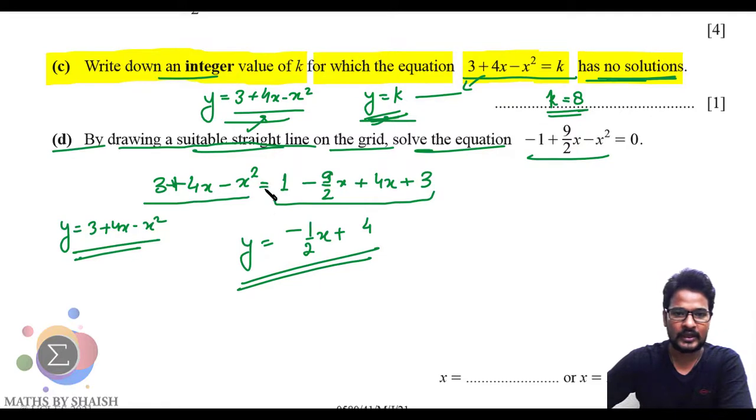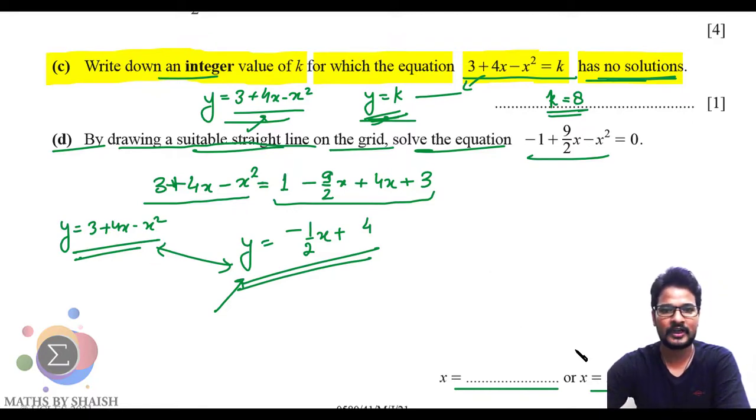And now again, since they are equal, wherever they intersect, those are going to be the solutions. That's why we have two values of x. It means if we draw this curve and this straight line, the line will intersect the curve at 2 points, and that x value will be the solution. So let's see from the graph.